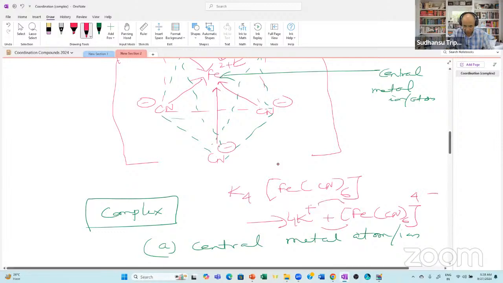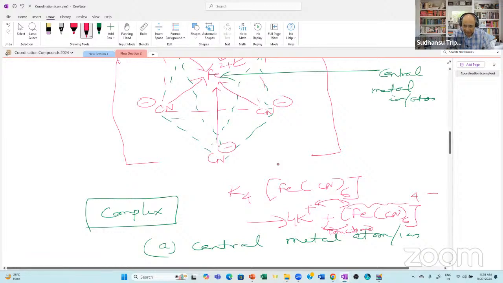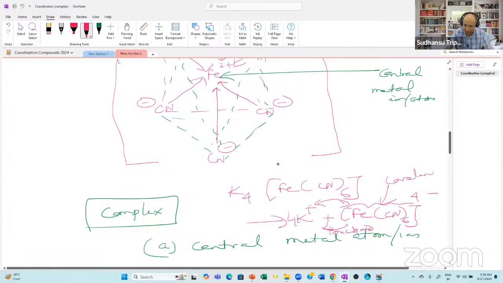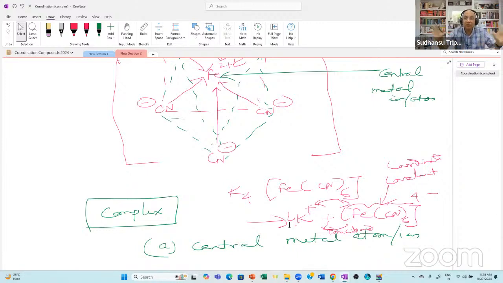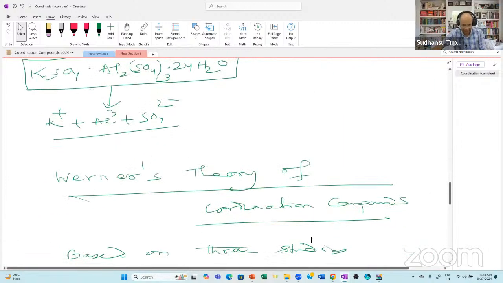Between these two, potassium ion and ferrocyanide ion, it is ionic bond. And within the coordination sphere, all bonds are covalent, and that too coordinate covalent. So there are 2 types of bonds here if at all there is a counter ion. If the complex is neutral, there is no counter ion, there is no ionic bond at all. There will be all covalent bonds, right?